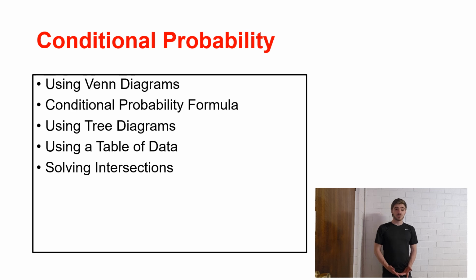In this video, we're going to have a look at conditional probability. This is the kind of probability where the things that happened earlier impact the likelihood of things that happen later.